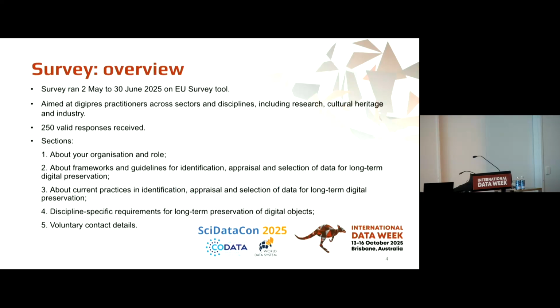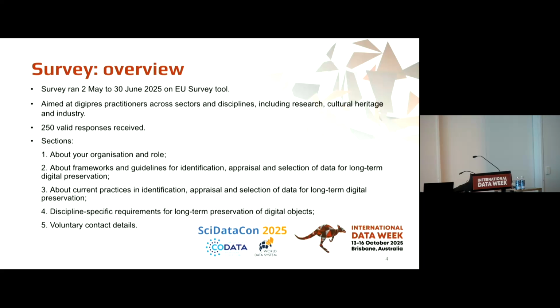So firstly, here we have some key facts about the survey to give you an overview. The survey ran from the 2nd of May to the 30th of June on the EU Survey tool, so that was this year. And it was aimed at digital preservation practitioners across sectors and disciplines, including research, cultural heritage, and industry. We got 258 responses altogether, 250 of those were valid. And we had 4 main sections of questions.